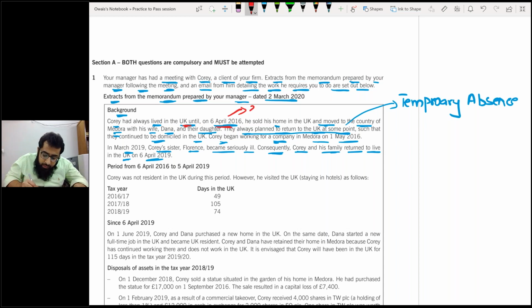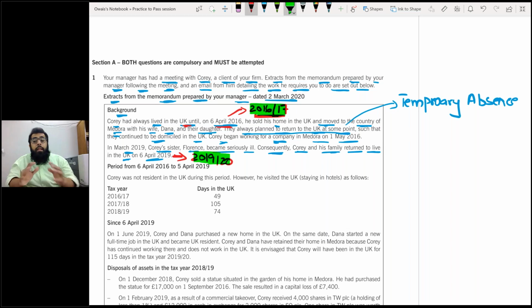Now 6th April 2016 means that they left UK in 2016-17. Now when did they return? They returned on 6th April 2019. This means they returned in 2019-20. Now listen to it very carefully. You left UK in 2016-17, but you came back in 2019-20.